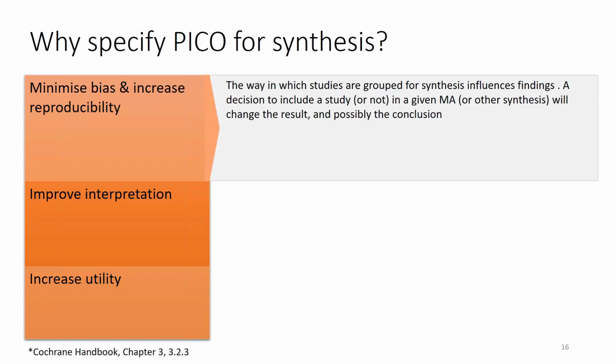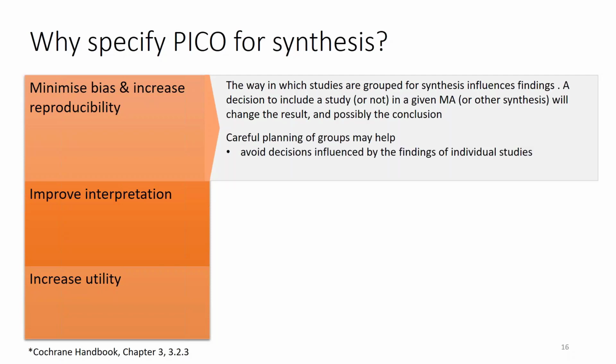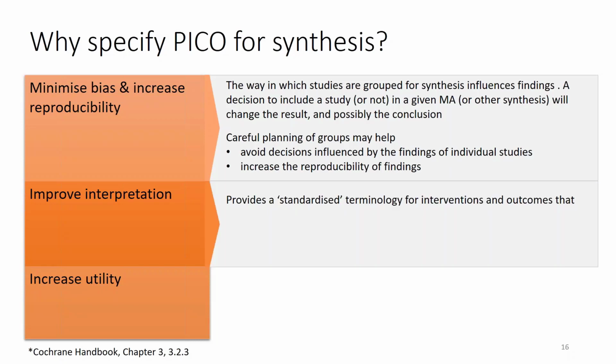So thinking about bias and reproducibility, the way in which studies are grouped for synthesis influences the findings. We know that. A decision to include a study or not in a given meta-analysis or another synthesis will change the result and possibly change the conclusion. So careful planning of groups may help us avoid decisions that are influenced by the findings of individual studies and increase the reproducibility of those findings.